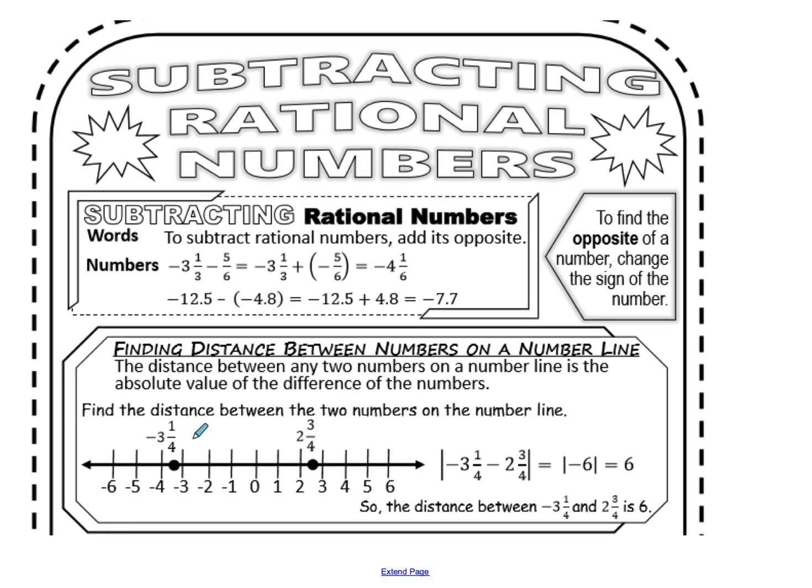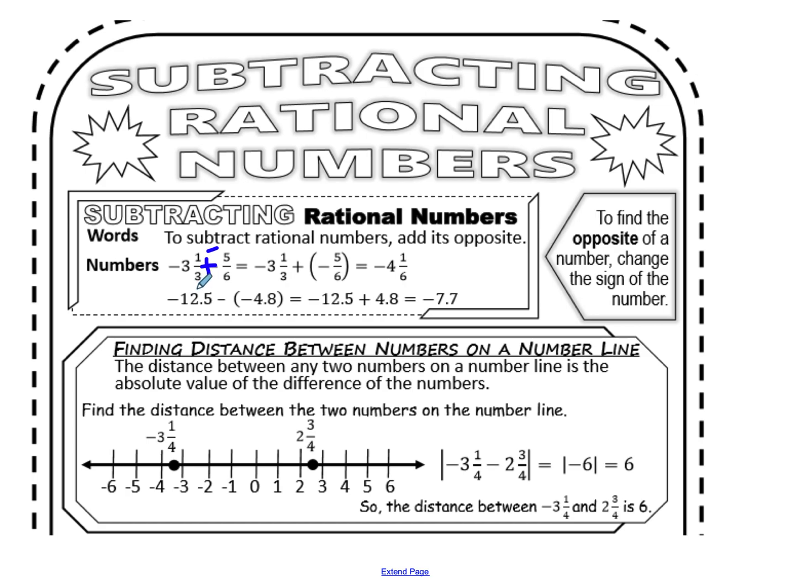Okay, subtracting rational numbers. To subtract rational numbers, we need to add the opposite. We also talked about that as being boom, boom. And then to find the opposite of a number, you change the sign of the number. So if it's positive, it becomes negative. Negative becomes positive. So if I look over here, I've got negative 3 1/3 minus 5/6. So we do boom, change to addition, boom, change the sign, and now it becomes plus negative 5/6. Same signs, find the sum.